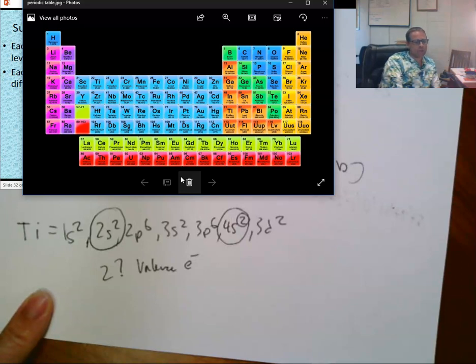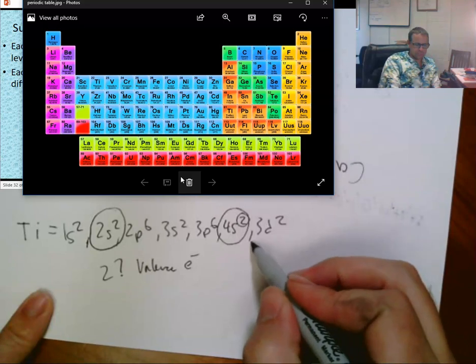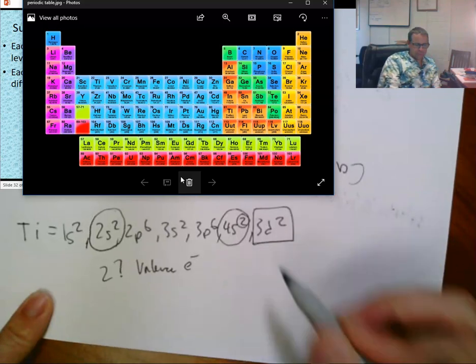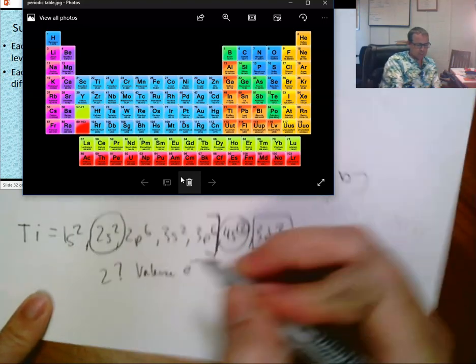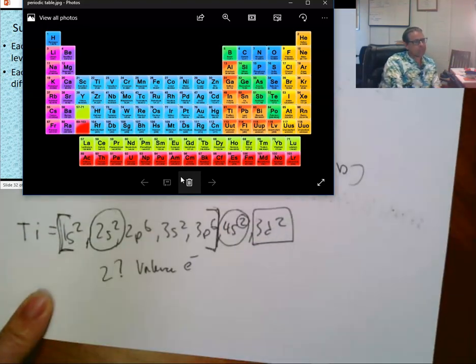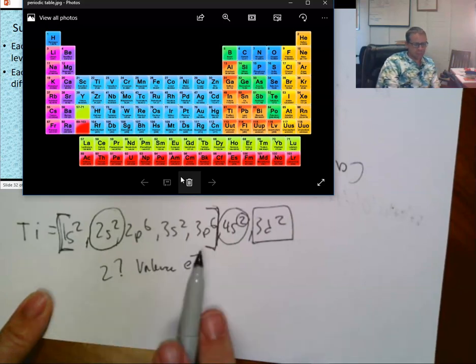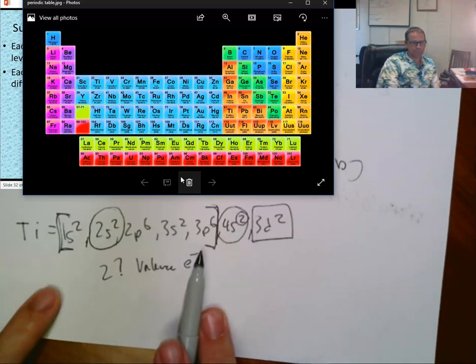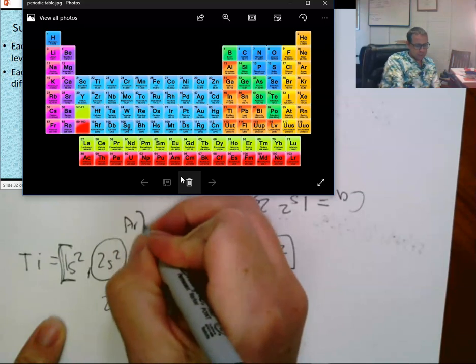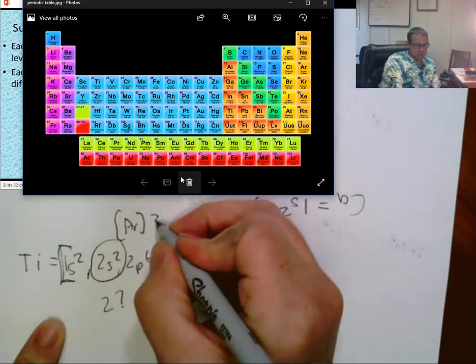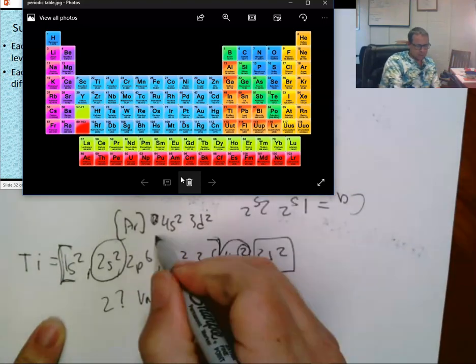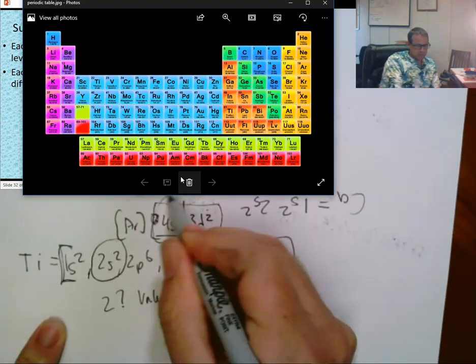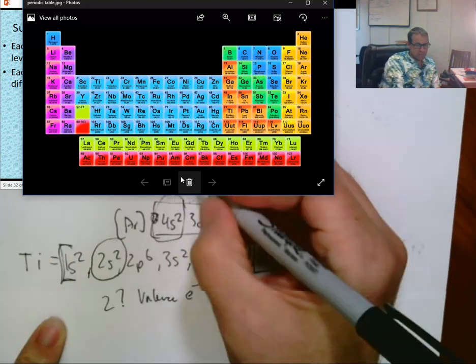How many pseudo-valence electrons are there? That's these ones. It's the ones that are outside of the noble gas core. What is the noble gas core for titanium? Chance, what's the noble gas core for titanium? Argon? Yeah, that's right. That's argon. That's the noble gas core. Here's the stuff outside: 4s2, 3d2, right? These ones are valence because they have the highest n value.